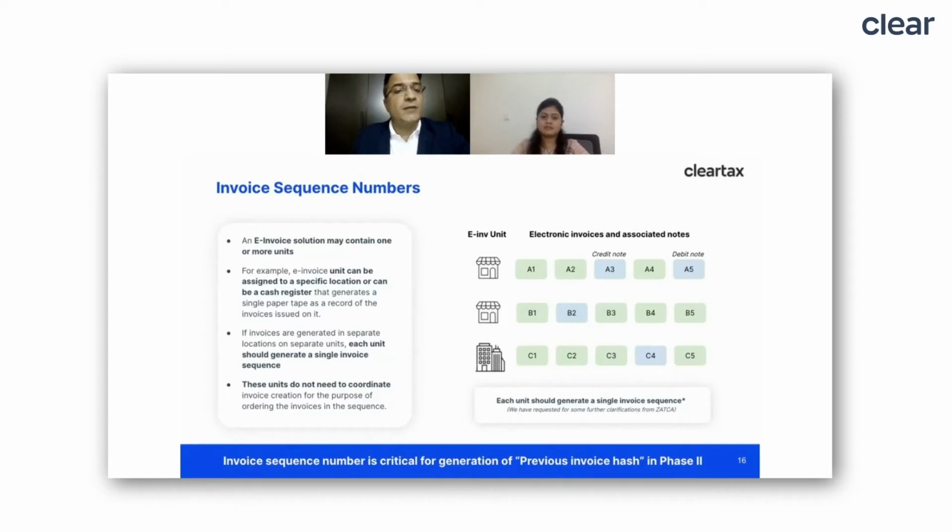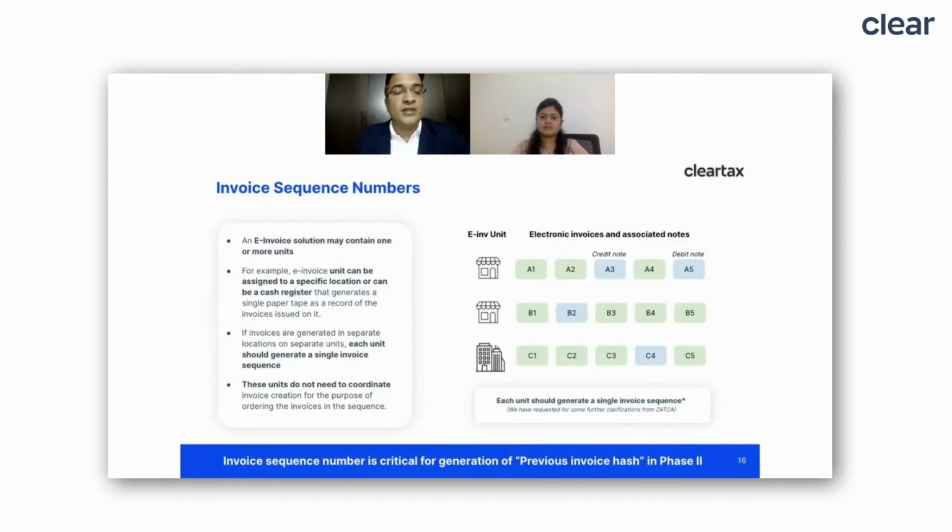An e-invoice solution may contain one or more units. An e-invoice unit can be assigned to a specific location or can be a cash register that generates a single paper tape as a record. If invoices are generated in a separate location on a separate unit, please read it again. If invoices are generated in separate locations on separate units, each unit should generate a single invoice sequence.